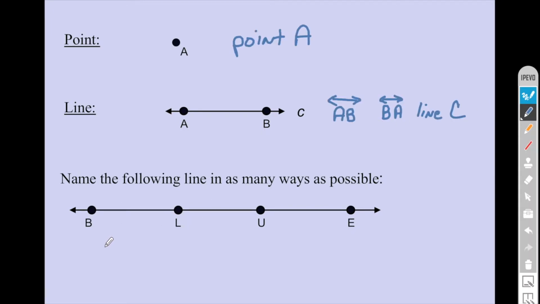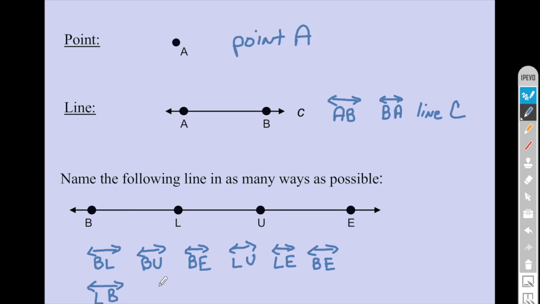Now we're going to name this following line in as many ways as possible. So we used the way to name a line up here, small symbol of a line with two letters that are on that line, only two letters. Okay? Nobody says they have to be alphabetical, so there are actually 12 different ways to name this line right here.